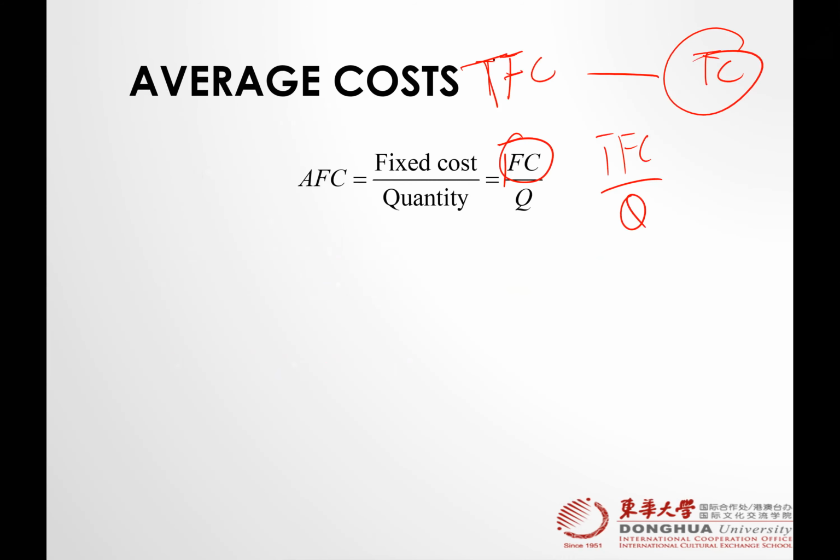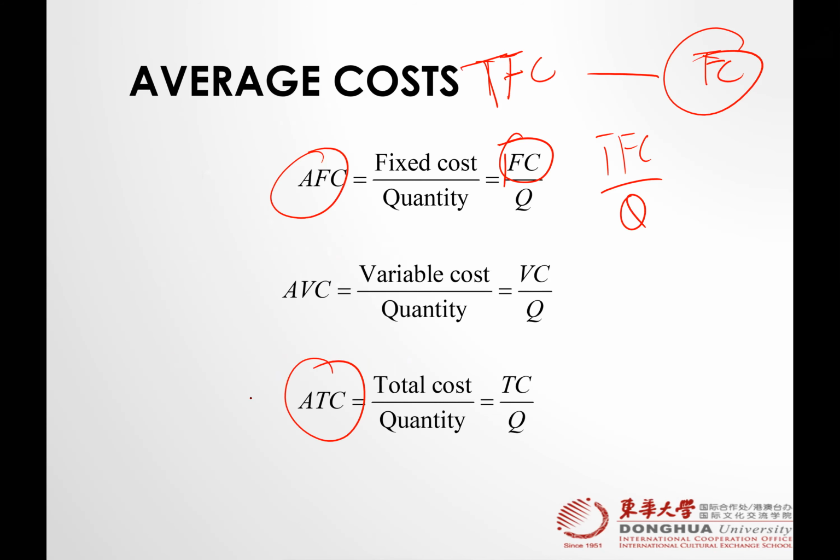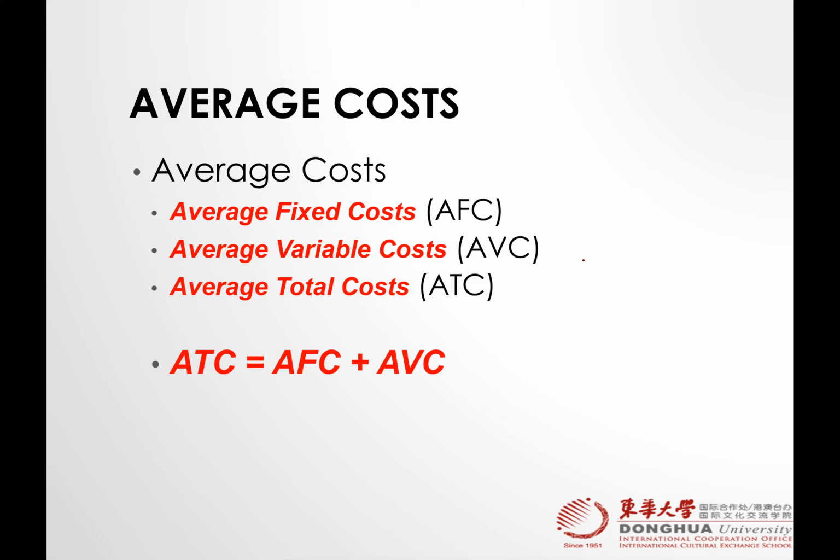Its total variable cost, because when we talk about the average, we always pronounce average fixed cost. And then average variable cost is total variable cost divided by quantity. And average total cost, we can also find out: it's total cost divided by quantity. But we can calculate the average total cost in two ways. Number one, total cost divided by quantity is equal to average total cost. And also, average total cost is equal to average fixed cost plus average variable cost, right?